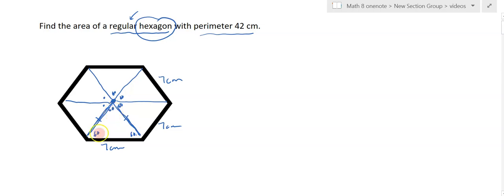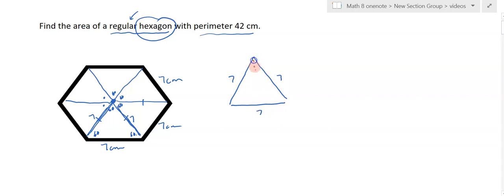Right? 180 subtract 60 divided by 2. So now we know that all of these triangles are actually equilateral triangles. Therefore, that is 7, that is 7, and that is 7. So now we know we have an equilateral triangle that is 7 by 7 by 7. So how can we find the area of this triangle?